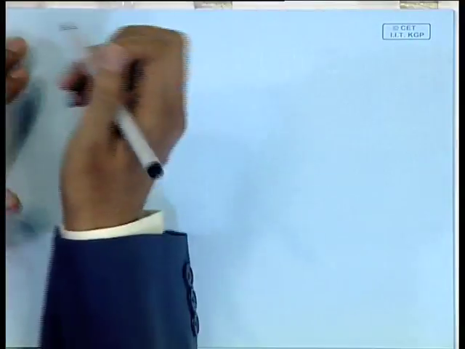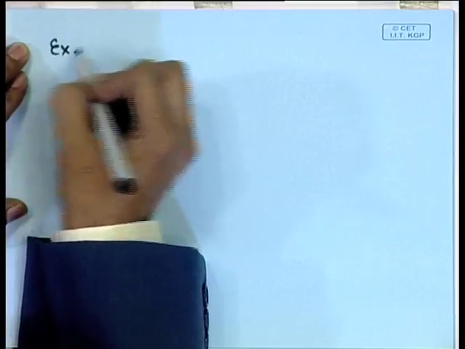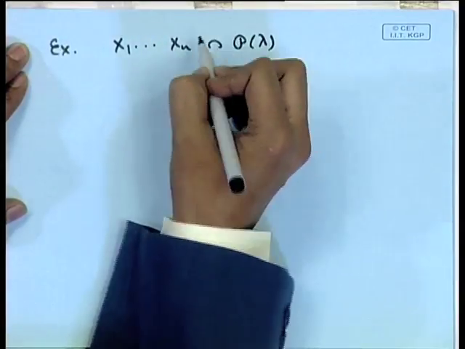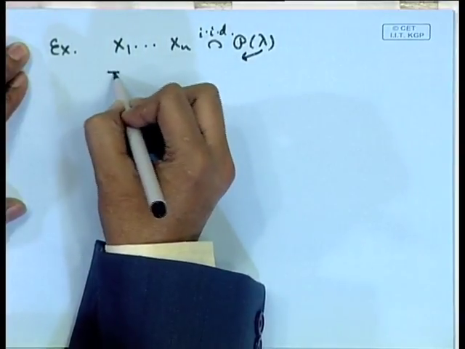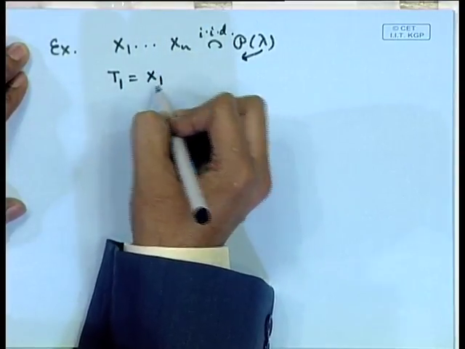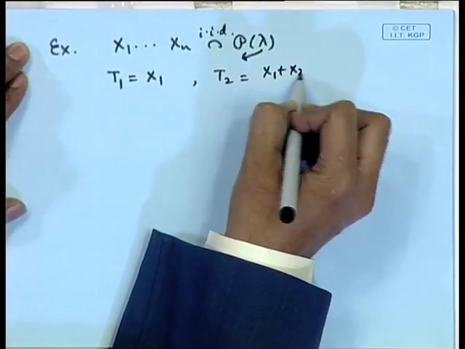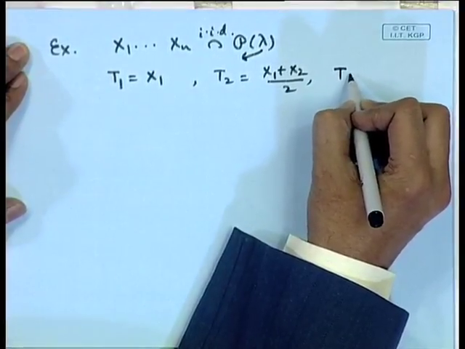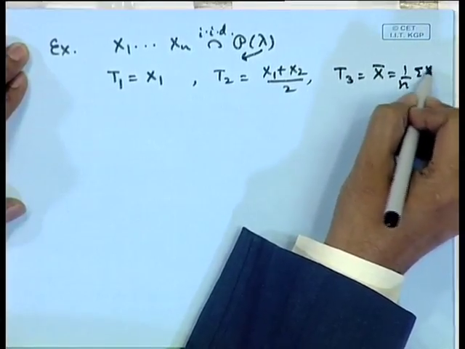As a simple example, let us consider the exercise considered yesterday. Suppose I have x 1, x 2, up to x n following a Poisson lambda distribution, and I am considering estimation of lambda. Let me write estimator T 1 as x 1, this is unbiased. Let me write estimator T 2 as (x 1 plus x 2) by 2. Let me write estimator T 3 as x bar, which is actually the mean of all the observations.